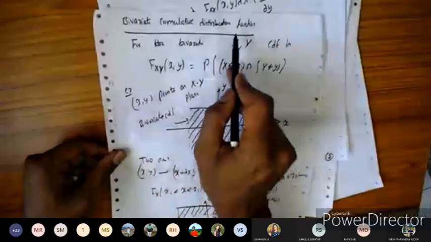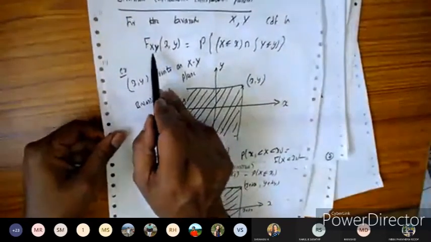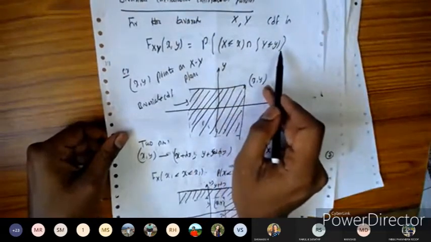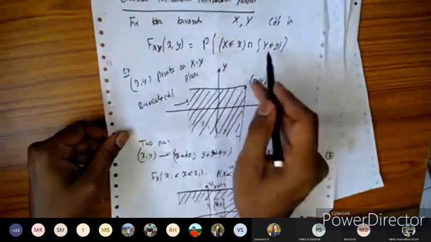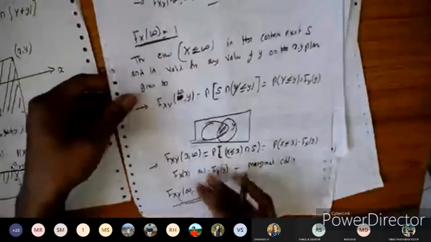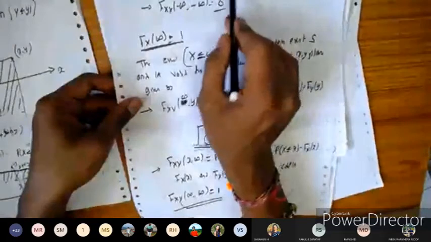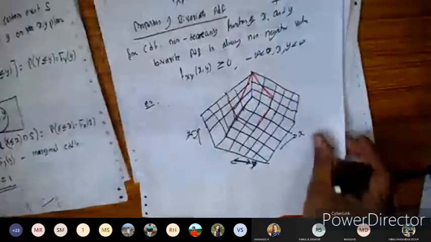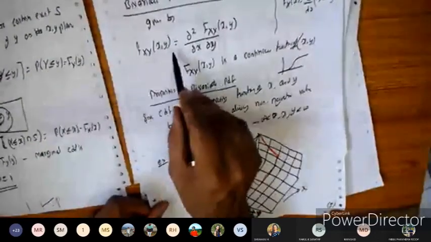For that one we have seen the cumulative distribution function, which is given by F_XY(x, y) equal to the probability that X takes a value less than x and the intersection with Y less than y. This is how the bivariate CDF has been defined. It has certain properties, such as F_XY(x, minus infinity) is 0, and these are the properties already written in your notes.